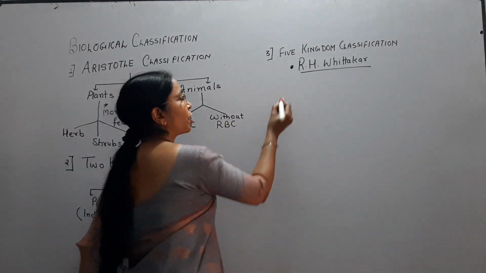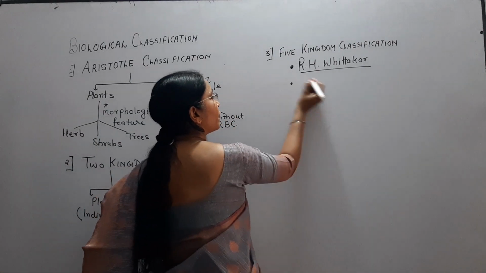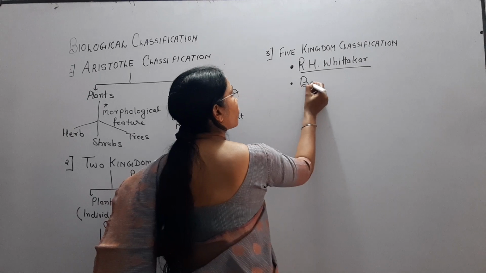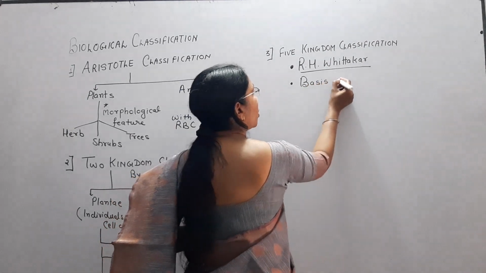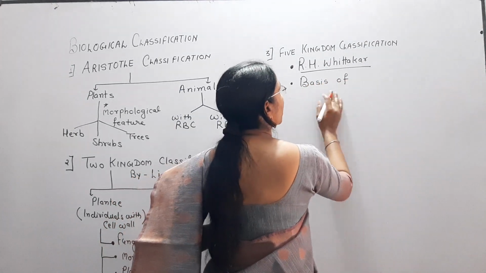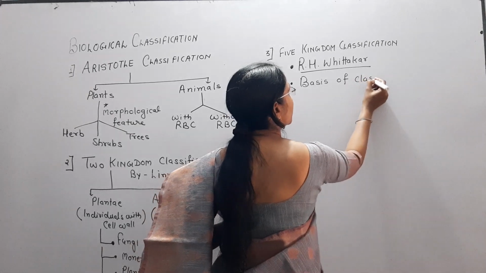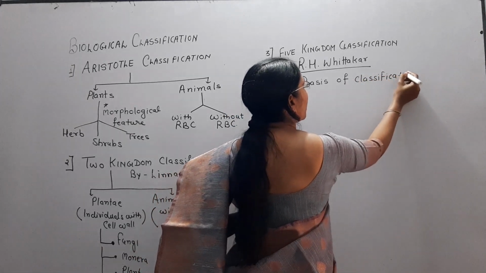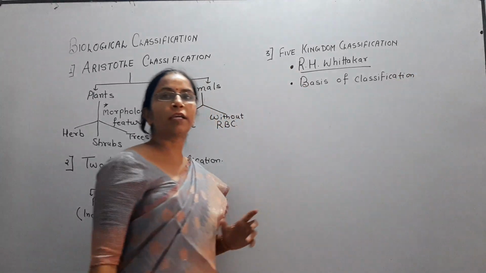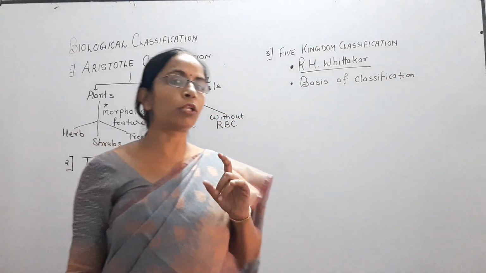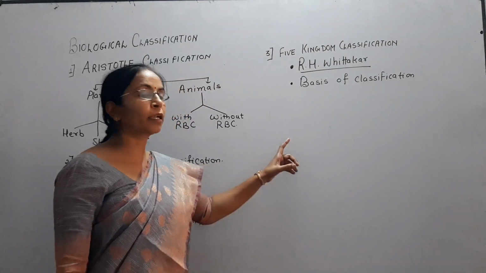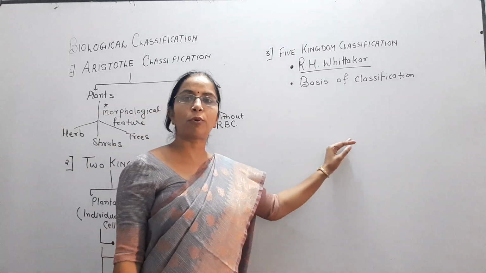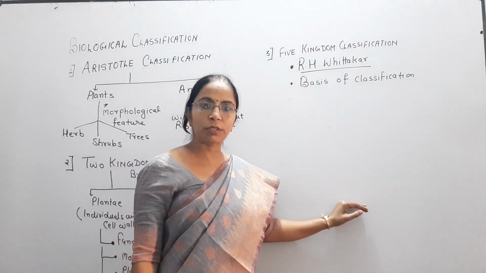The second important part of the five kingdom classification is the basis or criteria of classification. What are the major bases of classification? We will discuss that part in detail, because if the five kingdom classification is conceptually clear to all students, only then can you correctly attempt the questions regarding prokaryotes and eukaryotes. Clear?